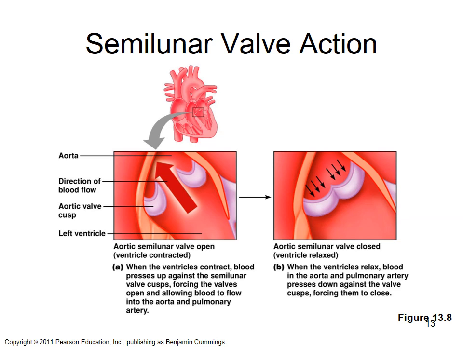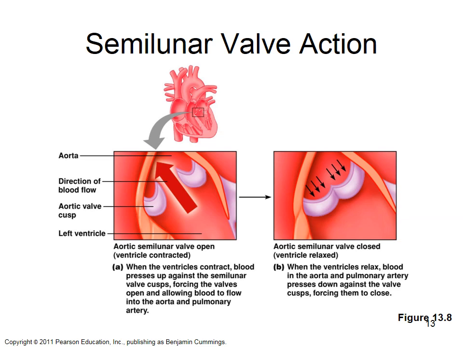Okay, so let's look at those semilunar valves. So here's the aortic valve. When the ventricles are contracting and ventricular pressure goes above aortic pressure, the semilunar valve opens. When the ventricles start to relax, ventricular pressure is going to drop and aortic pressure is not going to drop as much, and so those semilunar valves are going to slam shut.